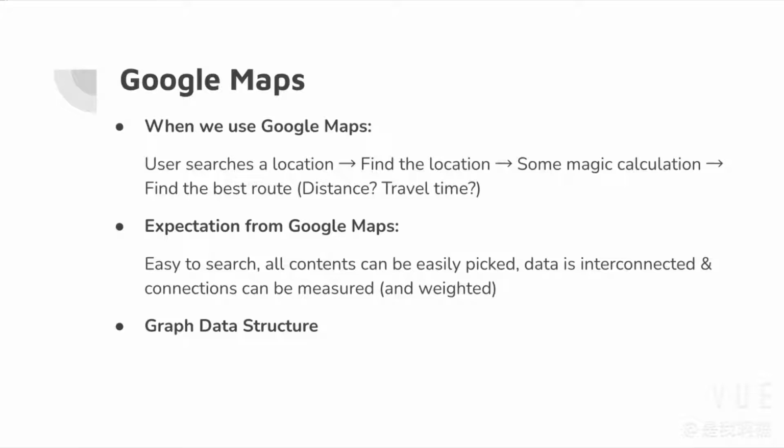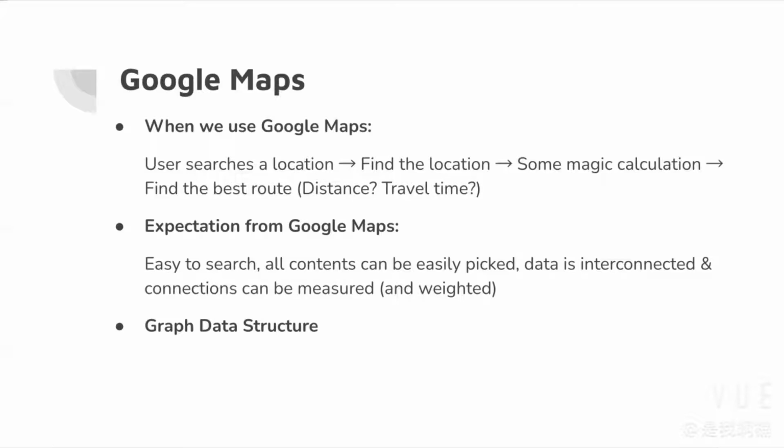So what do we really refer to when we say best route? Do we mean the path which costs less time or the one with the shortest distance? There are a lot of options, and that depends on users' choices. So, given this, we do have some requirements on Google Maps' data structure.